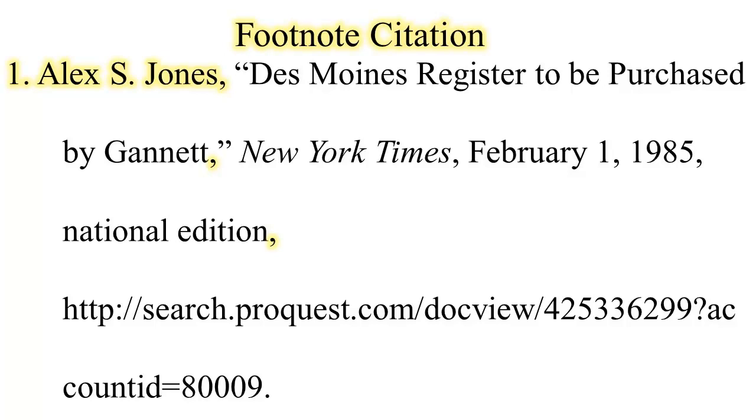Finally, a footnote citation for a newspaper article is not that much different from its bibliographic citation. Once again, notice the presence of a number in front of the footnote. The author's name is listed first name, middle initial, then last name. All periods are replaced by commas, and that's all you have to change.